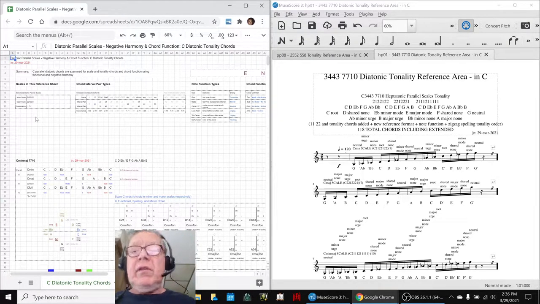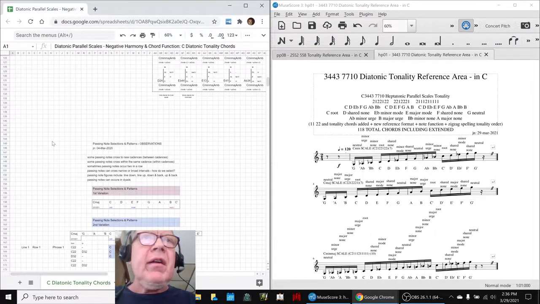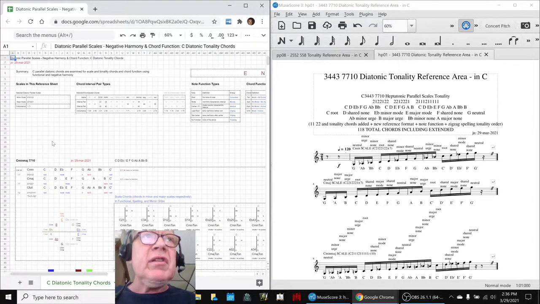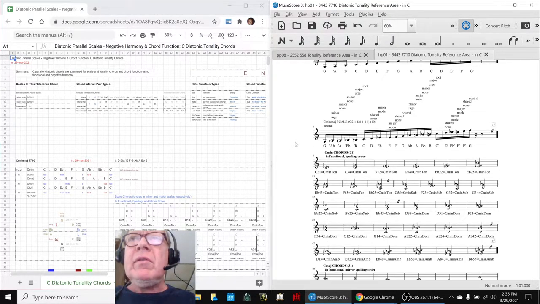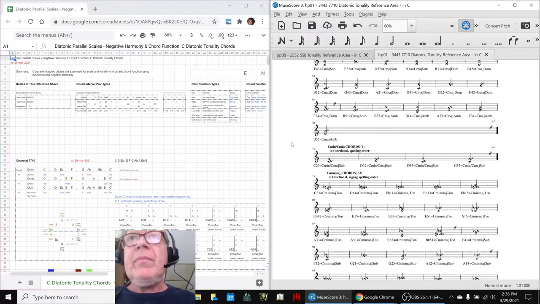Yeah, this is what we want to show. We kind of want to brag a little bit. We have updated our C minor major diatonic scale, the traditional seven note do re mi scale, major and minor parallel. We have updated it here in our reference sheet showing every possible chord, which turns out there are 118. And we've put all of those chords over here in our reference score so we can play them.